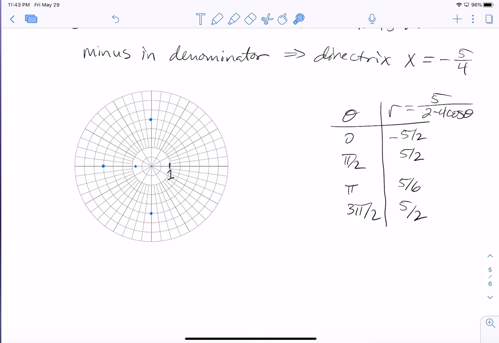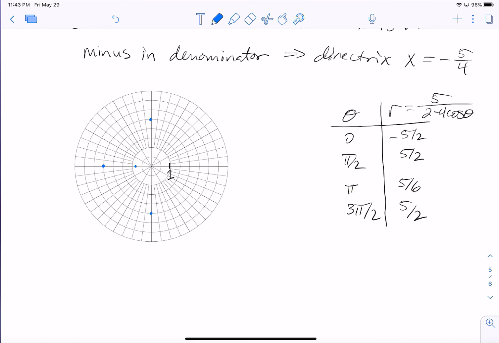And so I've plotted these. 0, negative 5 halves is not going to be on the positive x-axis, but on the negative because of the negative radius. And then on the positive y-axis and the negative y-axis, we have a radius of 5 halves. And then finally, on the negative x-axis, we have a radius of 5/6.